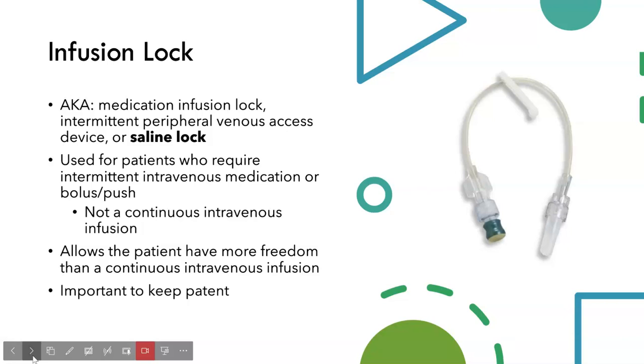So I see most patients with this. It's just easier that way, but it's used for patients who require intermittent intravenous medication or a bolus or a push. And it allows the patient to have more freedom than a continuous IV infusion. So if they don't require IV solutions, they can just have this saline locked, which just means it doesn't have anything hooked up to it at all times. But it is important to keep this patent, so if it doesn't have IV solutions going through it, you need to make sure that you are flushing it at least once a shift to make sure that it's still patent.